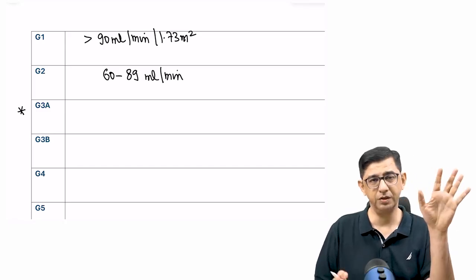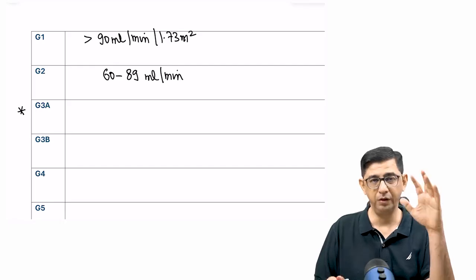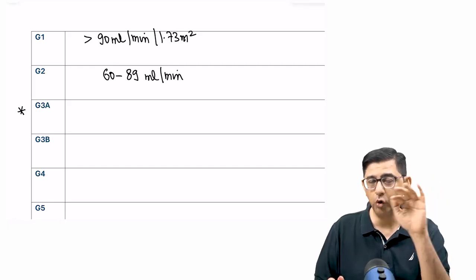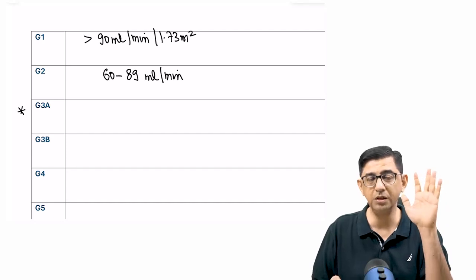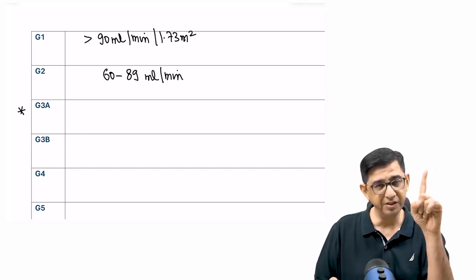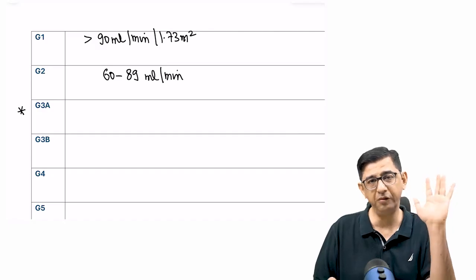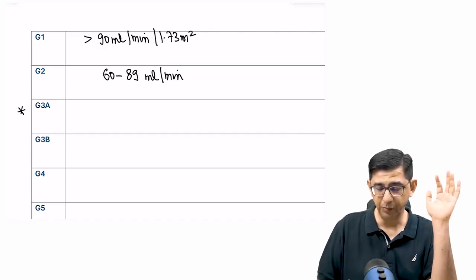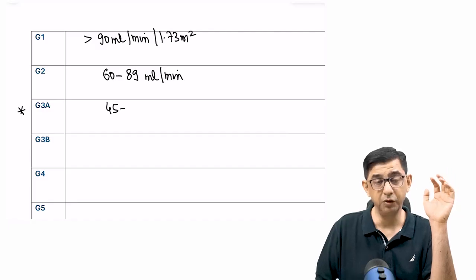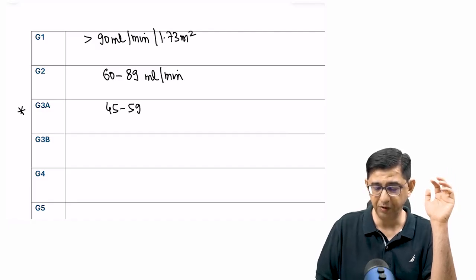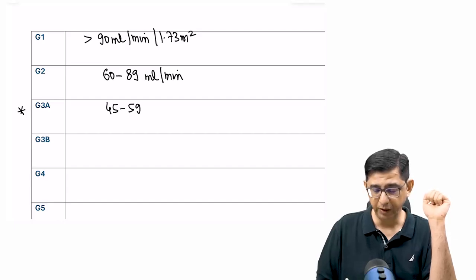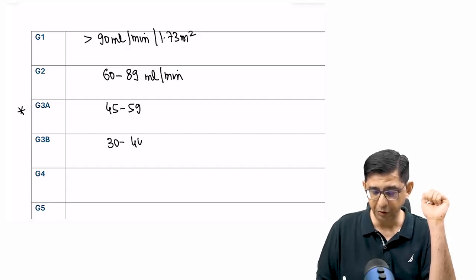Now, when you decrease in this table, the decremental value to be taken all through is 15 ml. Don't decrease now by 30 points. Only the first time 30 points, then 15, 15, 15 decrement only. So the 15 point decrement would mean G3A, which was asked in the exam, is 45 to 59 ml per minute. And if I look at it mathematically here, G3B will be 30 to 44.